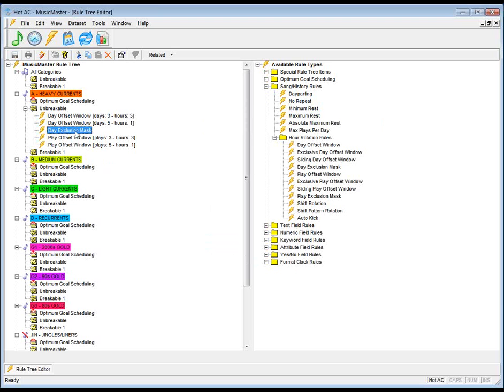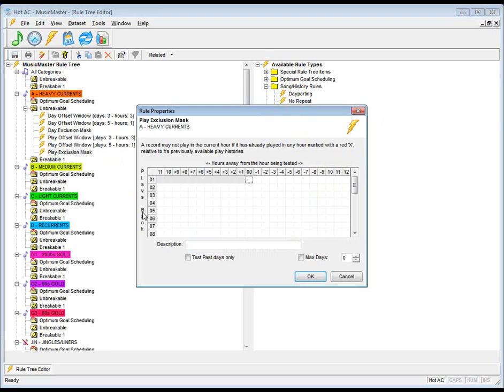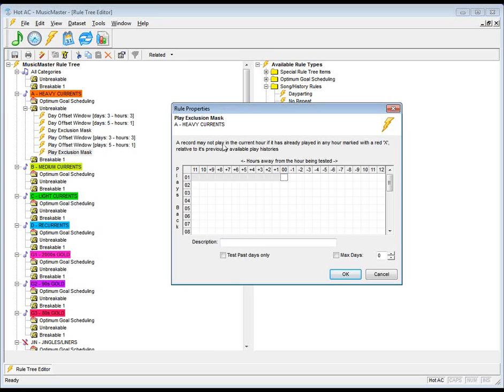So similarly, we have a play exclusion mask. With that rule, we can do the same thing. We can say look at the last 3 plays in the 3-hour window. So here's our last 3 plays, and here's our 3 hours. And then our last 5 plays for 1 hour. Again, accomplish 2 rules with just one, and you can have multiple of these if you need to as well. Again, name it as you wish, test in the past, max days is available to you.